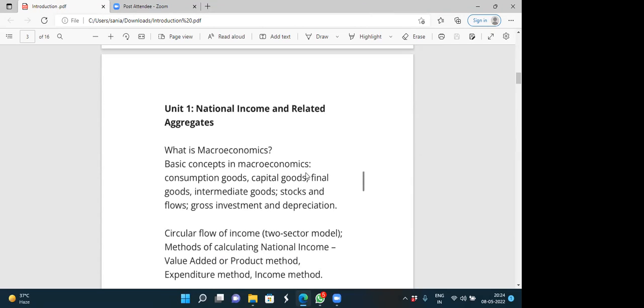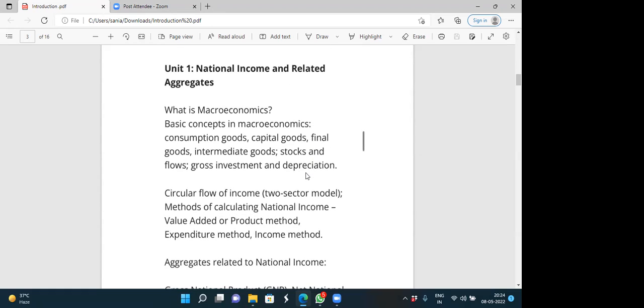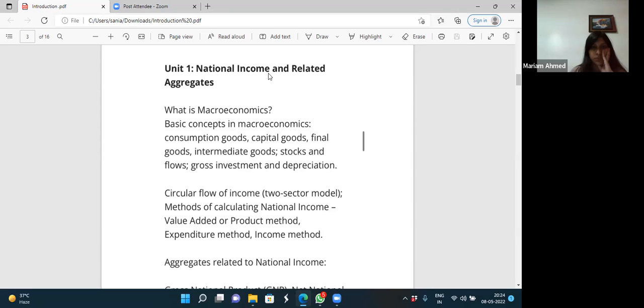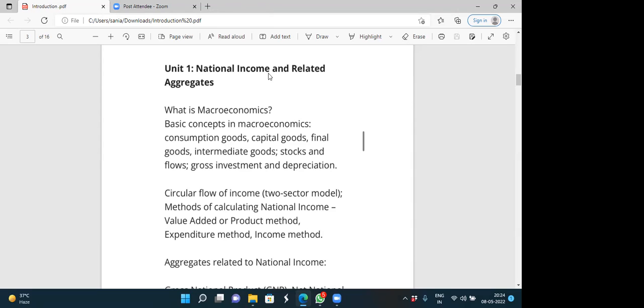Now moving to the very first unit, national income and related aggregates. National income, I guess most of you are aware. Nation is basically the country, and its income. For example, I'm a person, I'm a tutor, a teacher, and of course I'm working somewhere else. So if someone asks me, what's your income?